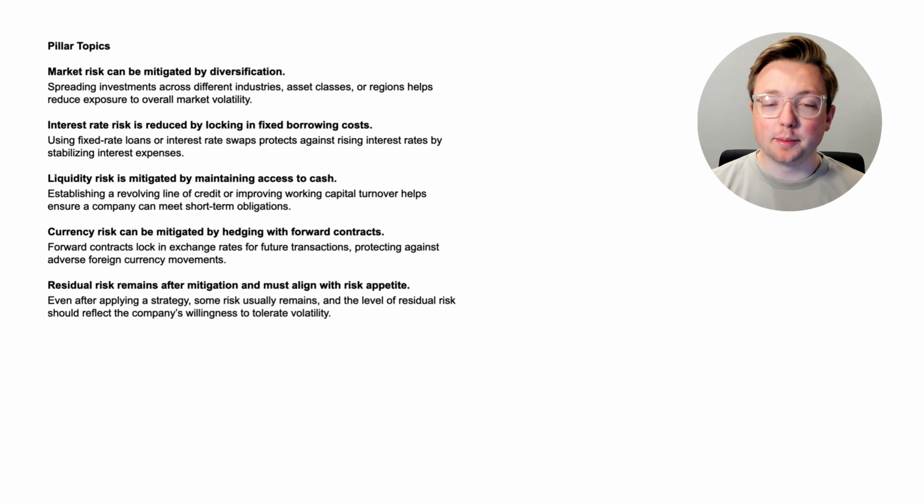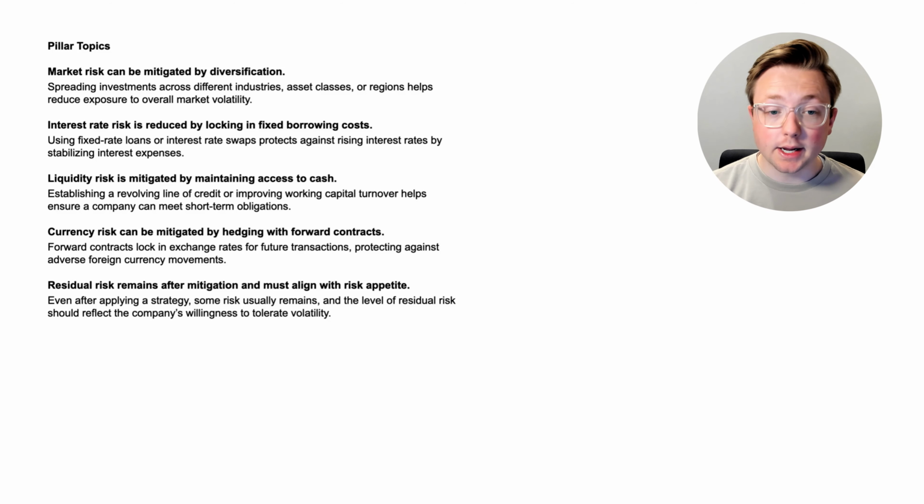All right, here we are at the pillar topics. Let's just dive straight in. First off, market risk can be mitigated by diversification. And I just want to say one thing. We didn't go over every single strategy that there is in this video. We went over a lot of the most important ones, and you'll probably learn a few more from doing your review course. So I just want to make sure that's clear, but we went over some of the big ones in this video. So again, market risk can be mitigated by diversification. Spreading investments across different industries, asset classes, or regions helps reduce exposure to overall market volatility.